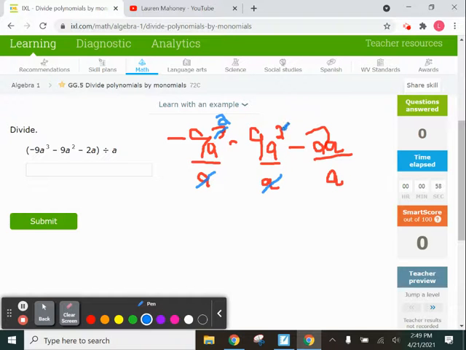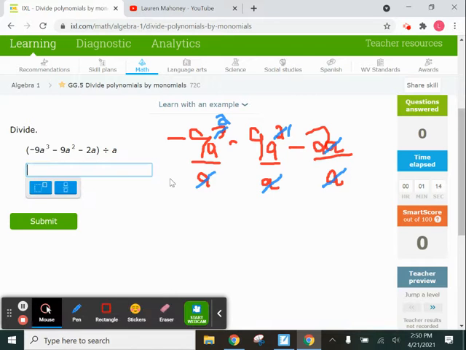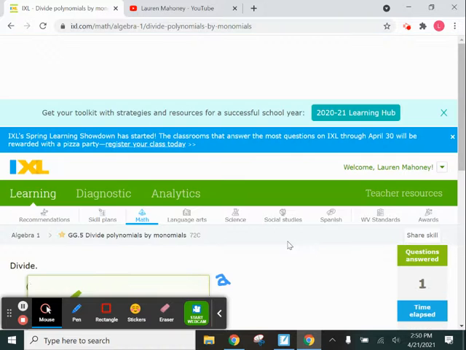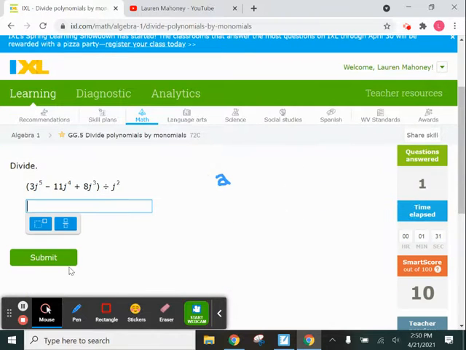This a is going to disappear, and this exponent is going to go down by 1, so it's going to be a 1. Since in the last fraction, the a on the top is to the first and the a on the bottom is to the first, those are going to disappear completely, and there's going to be no more a with this last term. So my final answer is going to be negative 9a to the second power minus 9a to the first power, so I can just write minus 9a, and then minus 2. And that's all we need to do for that.